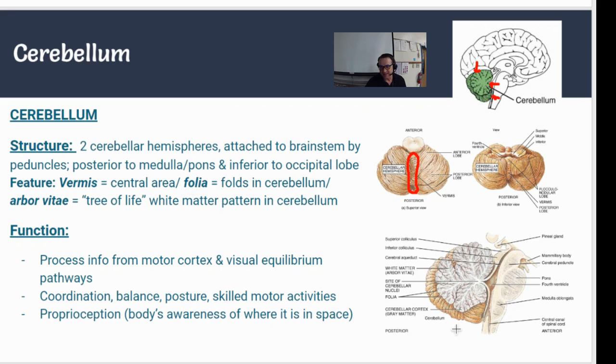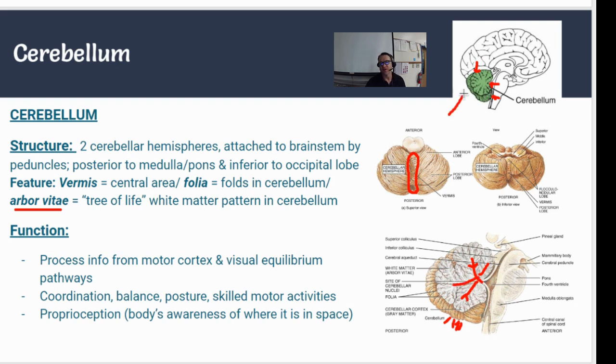Folia: you can barely see them, but there are these little folds in the cerebellum, kind of like the gyri and sulci of the cerebrum. Those little folds are the folia. Don't know if you'll need to know it. And don't forget the arbor vitae. In our dissection, we did a mid-sagittal cut and saw the white matter. Remember, these are myelinated axons, tracts, and it looks like a white tree deep inside the cerebellum.